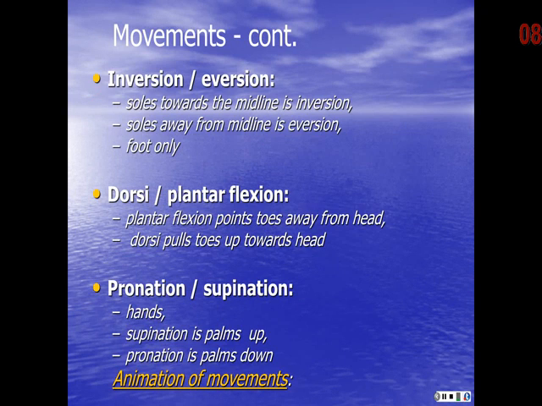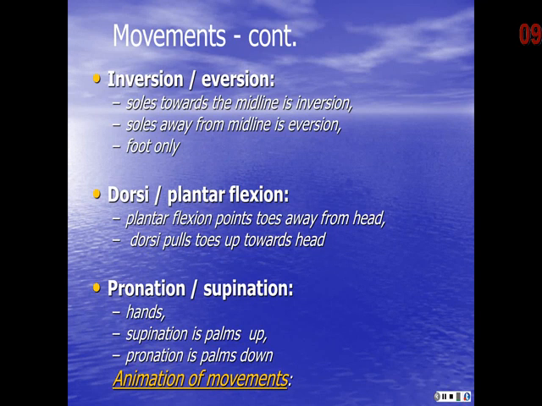Pronation and supination occur at the wrist and hands. Pronation faces the palms down, and supination turns the palms up. One way to remember this is with the palms up, it's like you're carrying soup, or you can remember P for pronation and palms down.